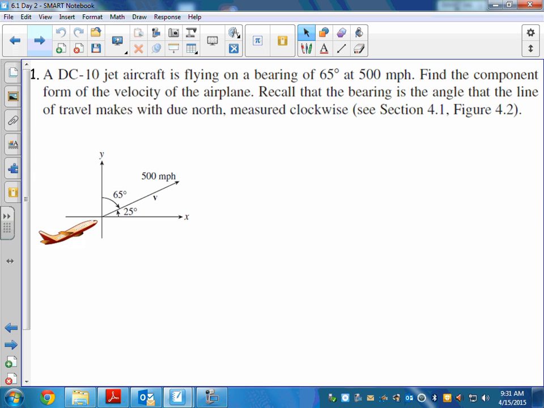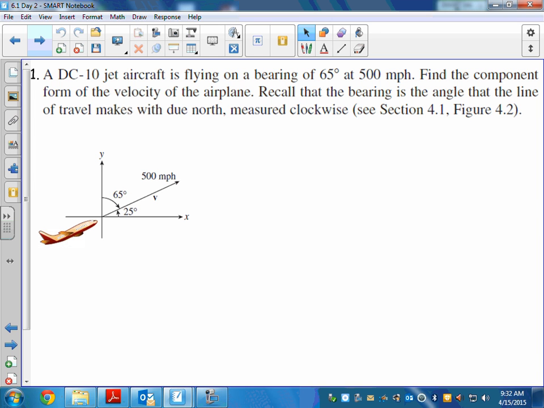A DC-10 jet aircraft is flying on a bearing of 65 degrees at 500 miles per hour. Find the component form of the velocity of the airplane. Recall that the bearing is the angle that the line of travel makes with due north, measured clockwise. So that's important, because all the problems today seem to talk about flying on a bearing of whatever. So they did this one for us, but the next one's not done for us.